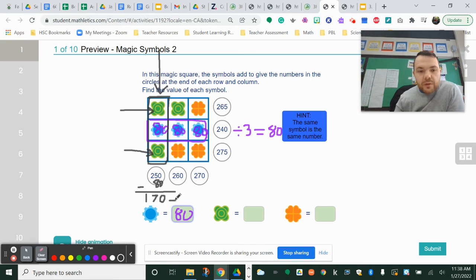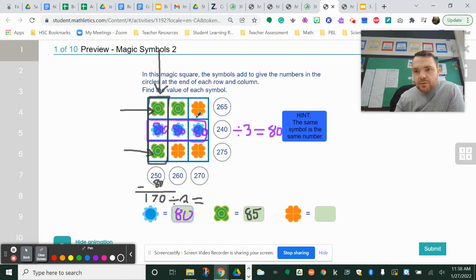Now I know that this icon here and this icon here together give me 170. So if I divide 170 by 2, I should work out what one of those icons gives me. Half of 170. Well, half of 100 is 50, half of 70 is 35. Add those two together, you get 85. So now I've worked out the value of that.